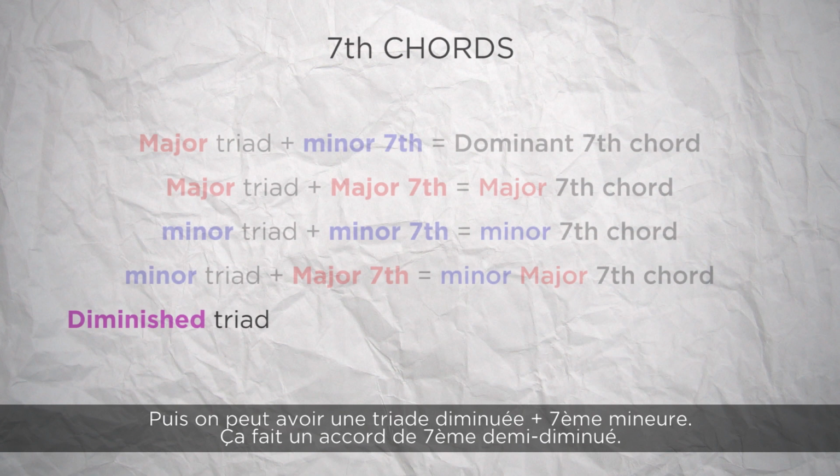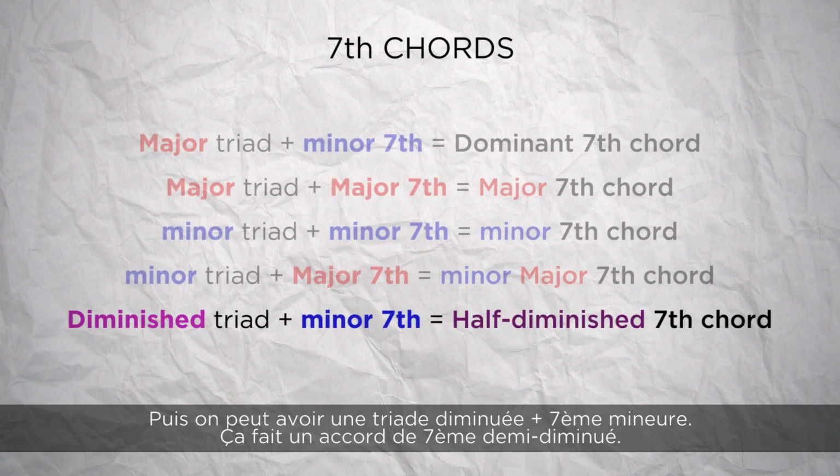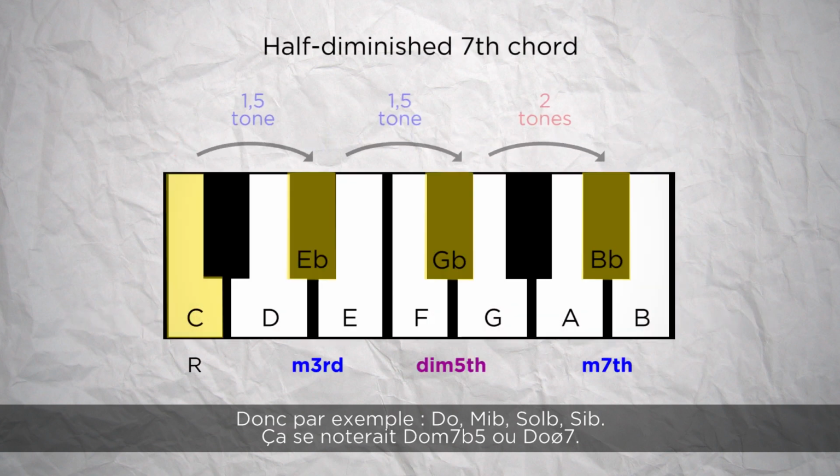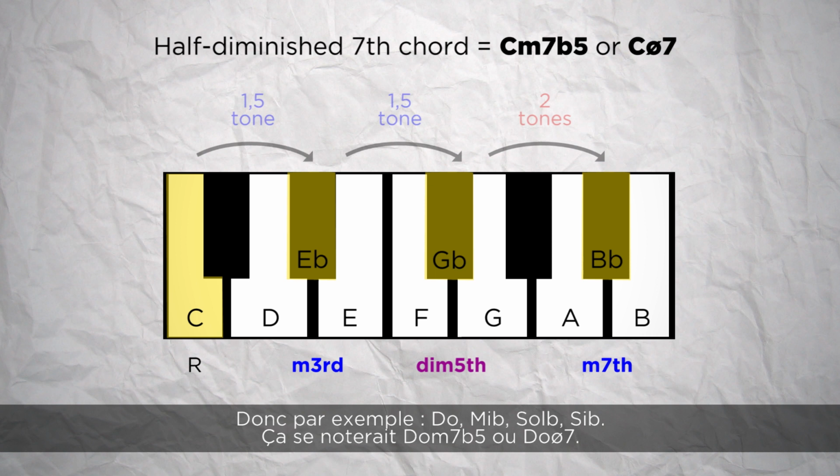Then we can have a diminished triad with a minor 7th. That'd be called a half diminished 7th chord. So for example, C, E flat, G flat, B flat. That would be noted C lowercase m7 flat 5. Or like this, a C with a crossed circle. That's a half diminished 7th chord.